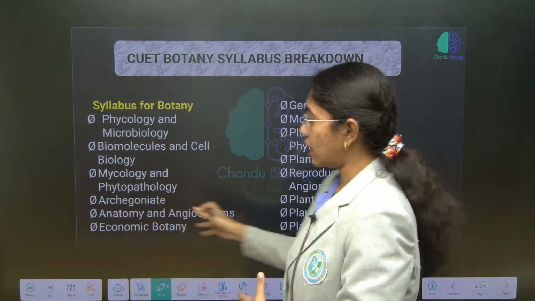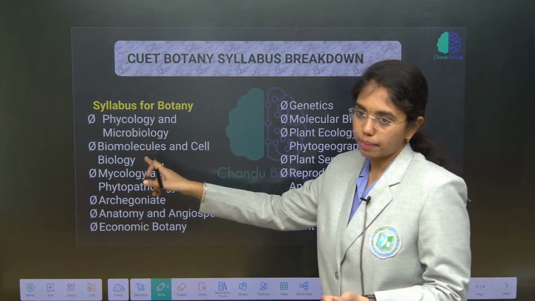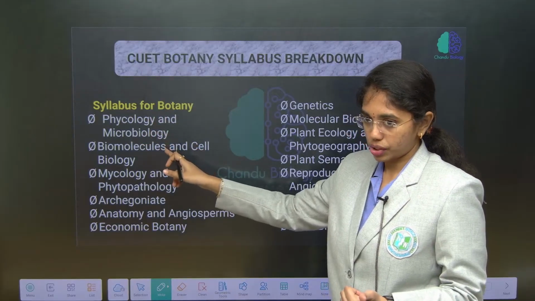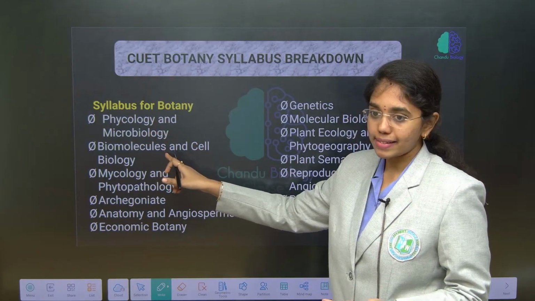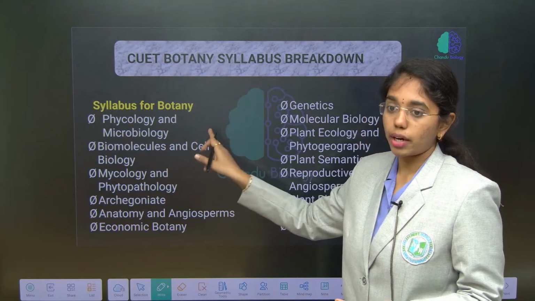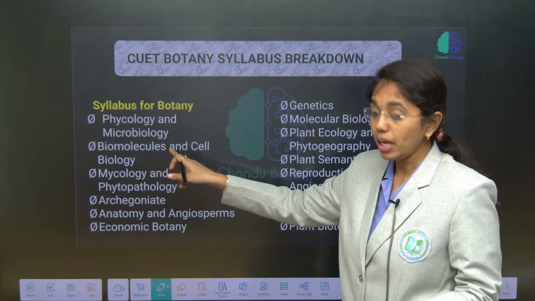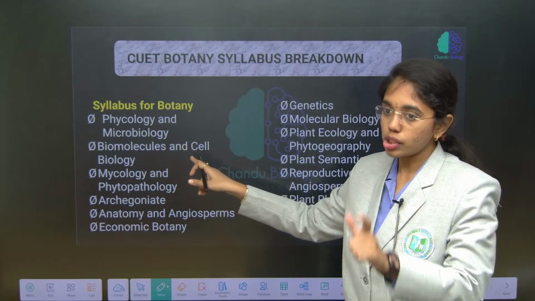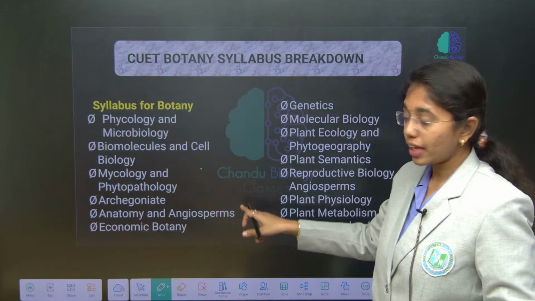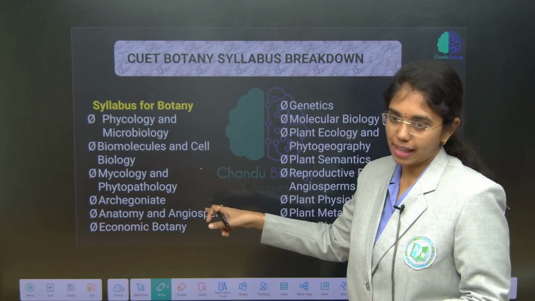So, here if we see, we have the syllabus for botany. First chapter, phycology and microbiology, where we learn completely about algae, bacteria, viruses. Then biomolecules and cell biology, where we learn completely about cell structure, cell organelles, cell division and biomolecules, biomacromolecules in detail, their structures, functions, biosynthetic pathways. Mycology and phytopathology, here it is completely memory based, where you have to remember a whole lot of examples.